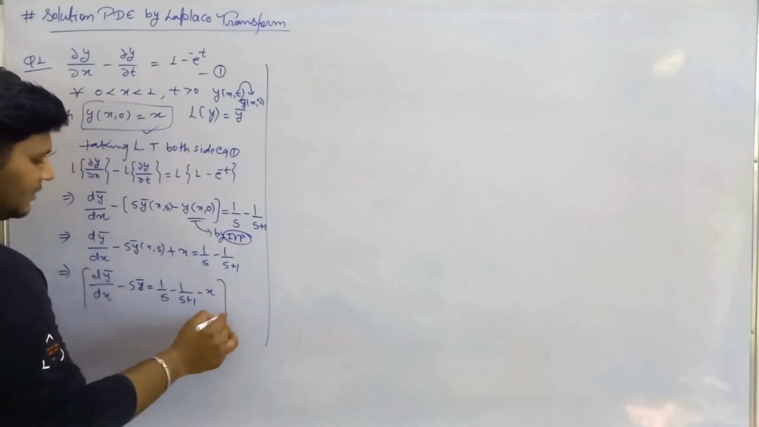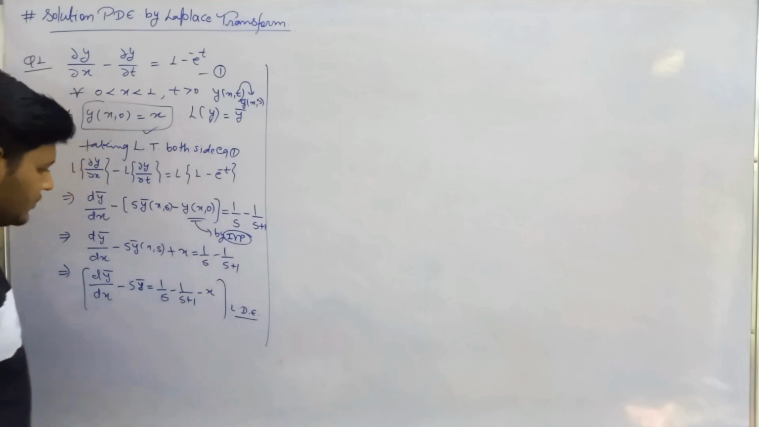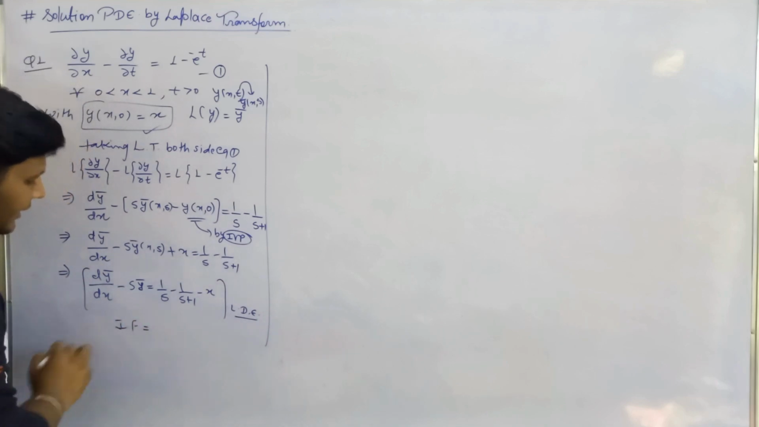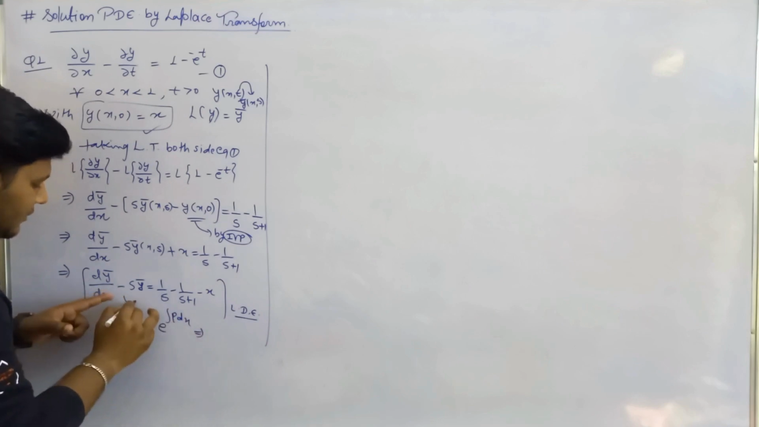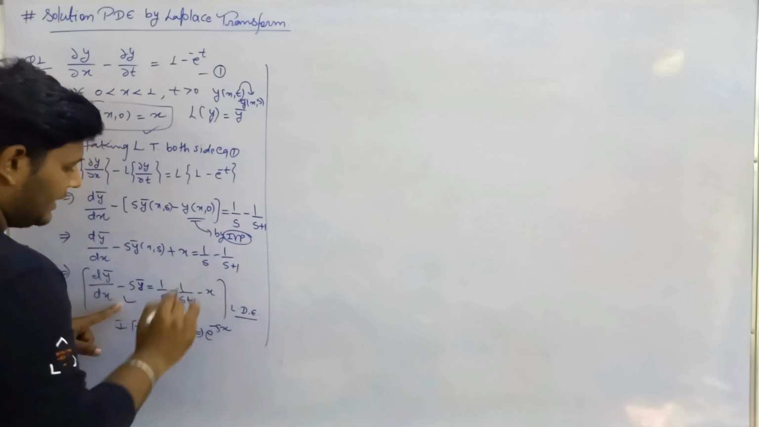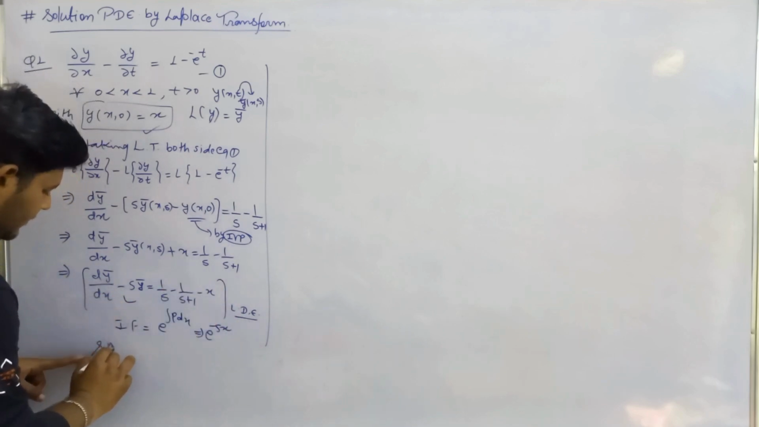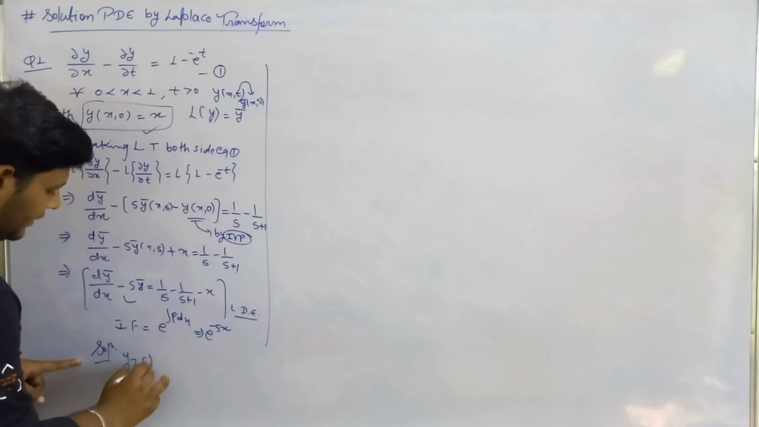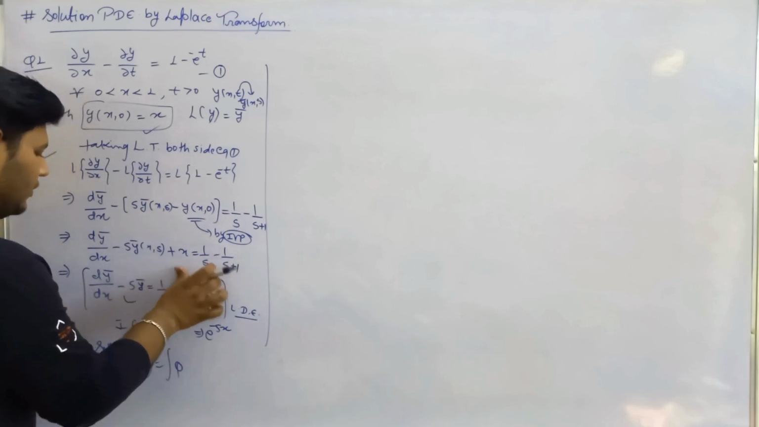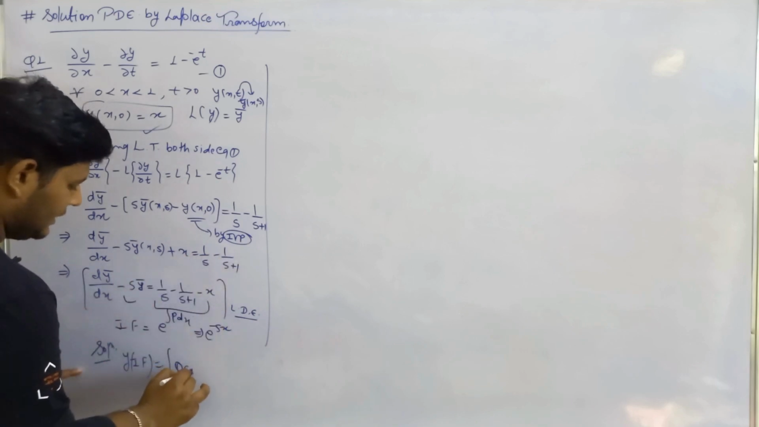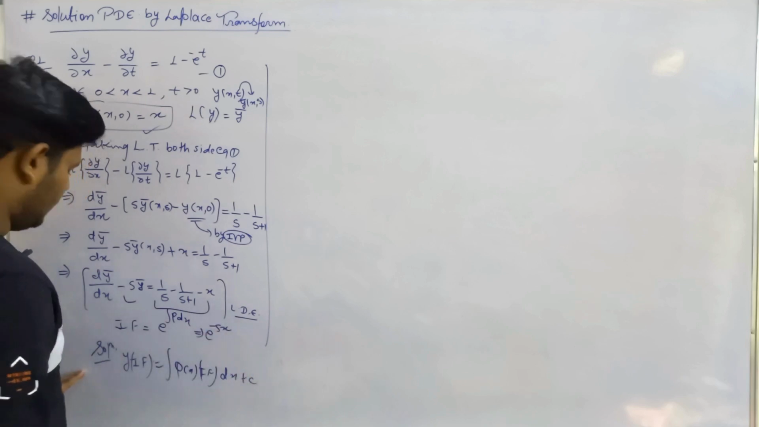Now you can see this is a linear differential equation, first order, first degree. So what will be the solution? We will calculate the integrating factor, which is e to the power integral of p dx, and p is minus s, so it is e to the power minus sx. Now the solution of this differential equation is y into the integrating factor equals the integration of Q, where Q is the right-hand side, times the integrating factor dx, plus any constant c.